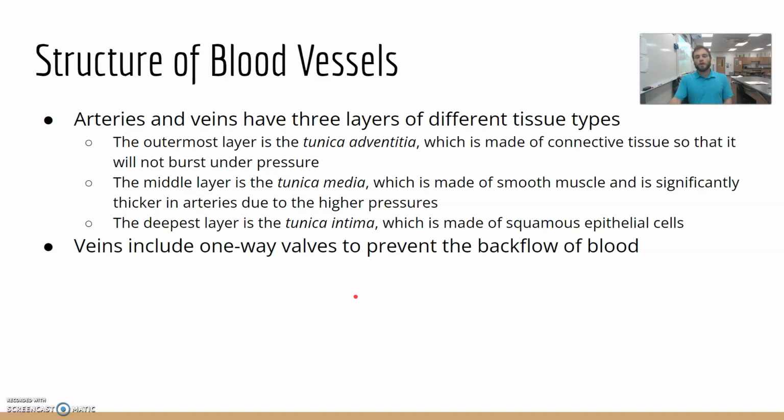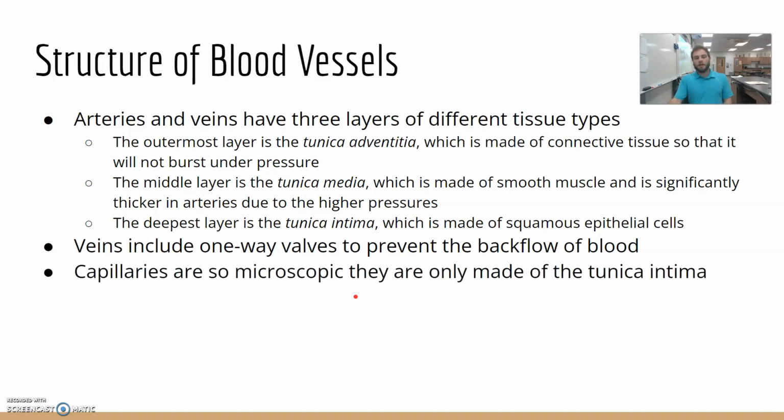Veins are going to include one-way valves that prevent the backflow of blood. So they're going to be including the tunica adventitia, the media, the intima, but they're also going to have valves on the inside to prevent blood from flowing backwards. And actually, when those valves start to fail, that's when you start to see the pooling of blood, and you can actually get things like varicose veins and bruises even.